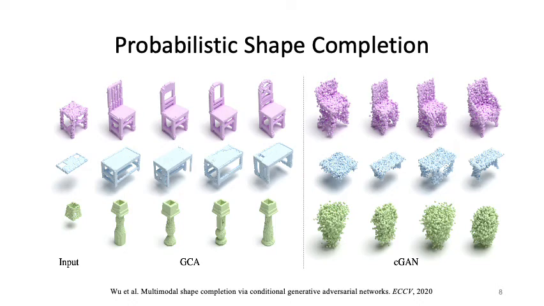Next, I'll show the experiments conducted on our model. First, we compare our model against state-of-the-art models in probabilistic shape completion tested in PartNet dataset. From left to right, the images indicate input point cloud, GCA, and conditional GAN results. GCA is able to generate multi-modal high-fidelity shapes compared to results of conditional GAN.